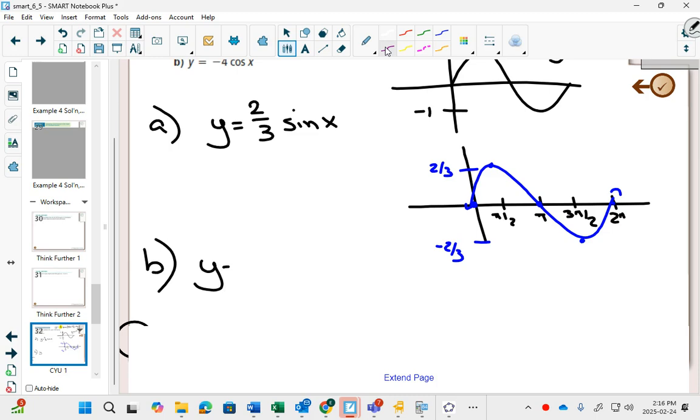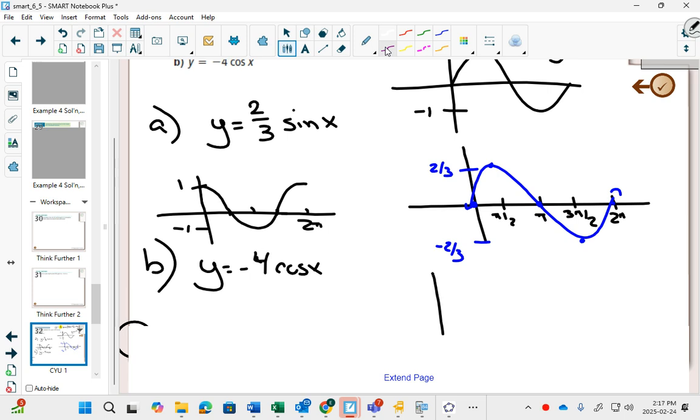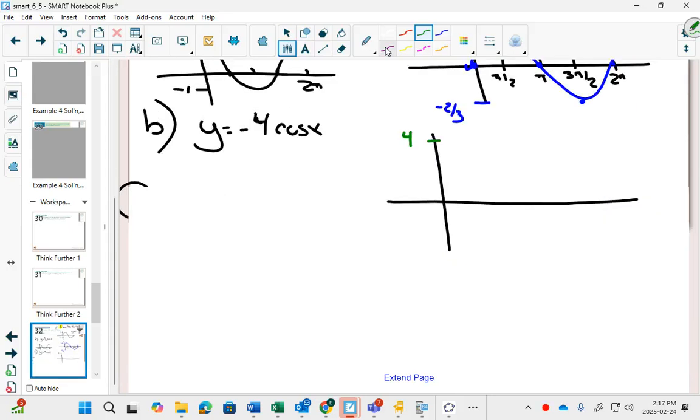For B, we'll have y equals -4 cos x. So you know your cos graph goes from 1 to -1. 2 pi, pi over 2, 3 pi over 2. This is your regular cos graph. So to graph -4 cos x, that has a vertical stretch, which is going to change your maximum to go up to 4, and your minimum to go down to -4.